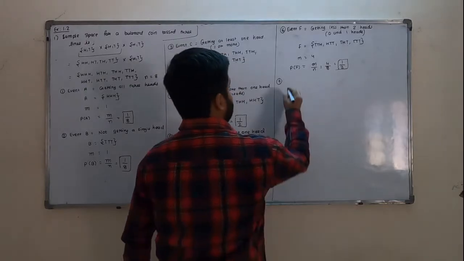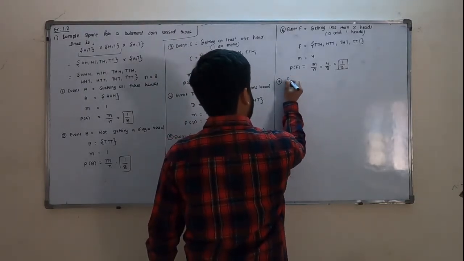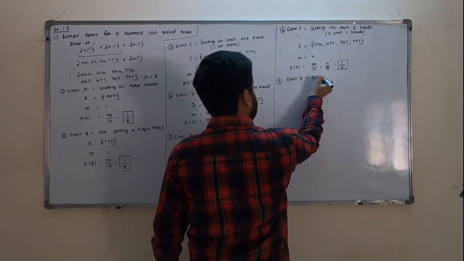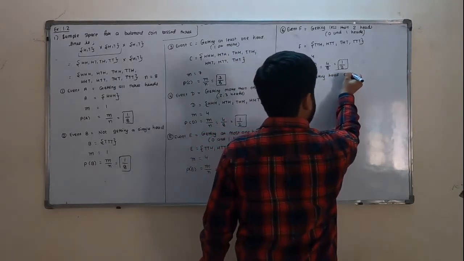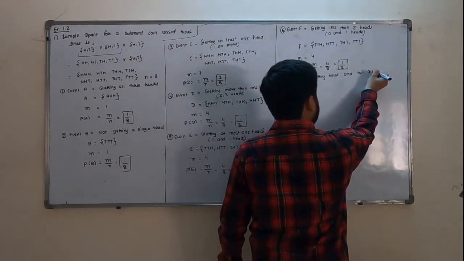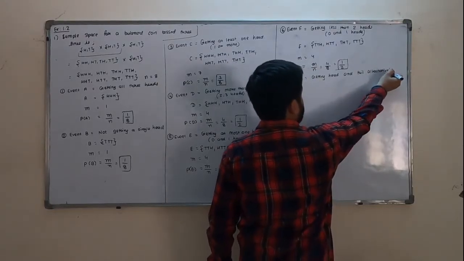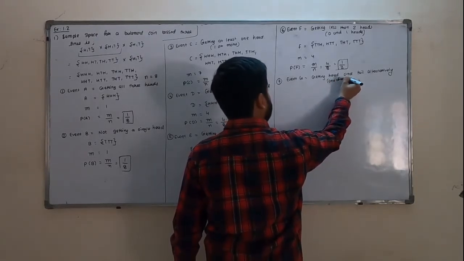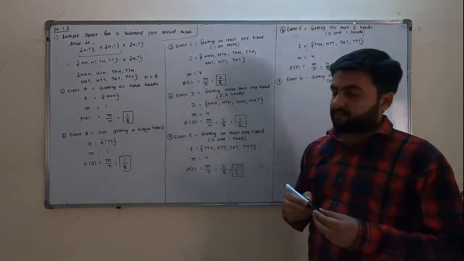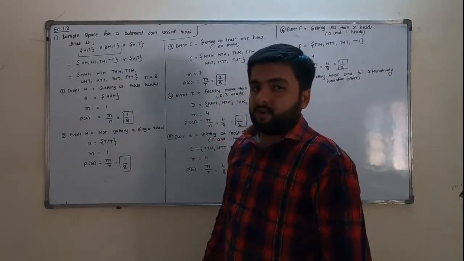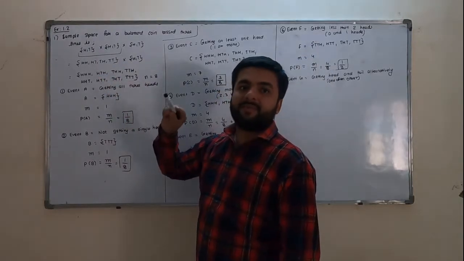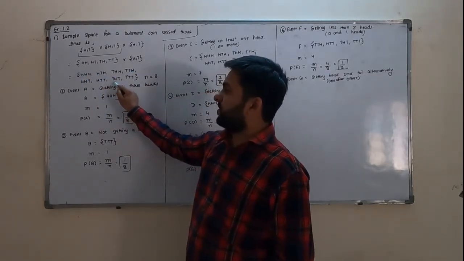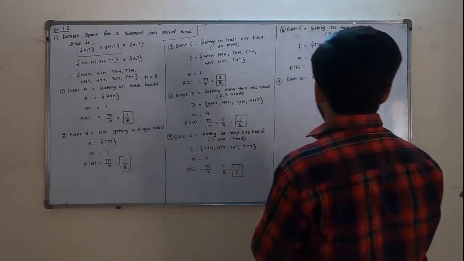Now 7th question. Getting head and tail alternatively. Event G. Alternatively means one after other. Okay. All are heads, not alternate. Head, tail, head. This is acceptable. Head, then tail, then head. This is not acceptable. This is not acceptable. This is not acceptable. This is also not. Again, this tail, head, tail. So there are only 2 elements.